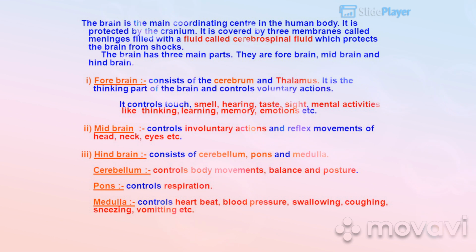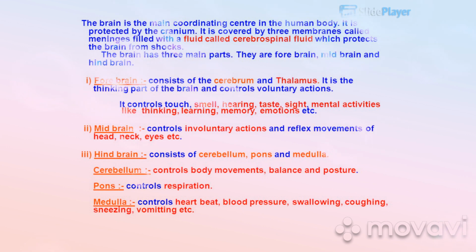The brain has three main parts. They are the forebrain, midbrain and hindbrain. 1. Forebrain consists of the cerebrum and thalamus. It is the thinking part of the brain and controls voluntary actions. It controls touch, smell, hearing, taste, sight, and mental activities like thinking, learning, memory, emotions etc. 2. Midbrain controls involuntary actions and reflex movements of head, neck, eyes etc.